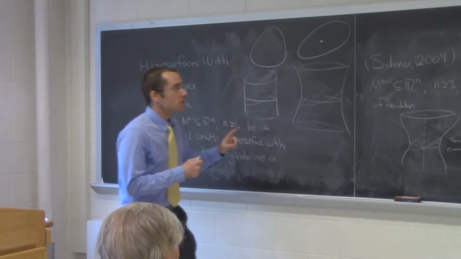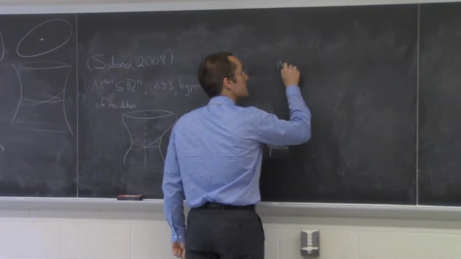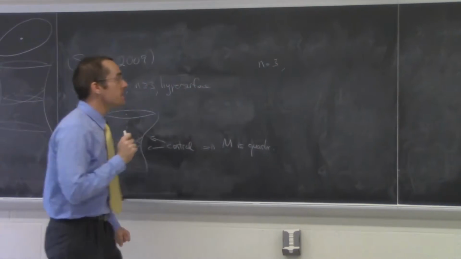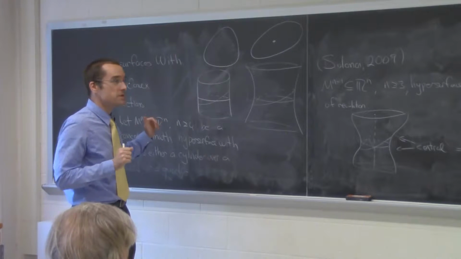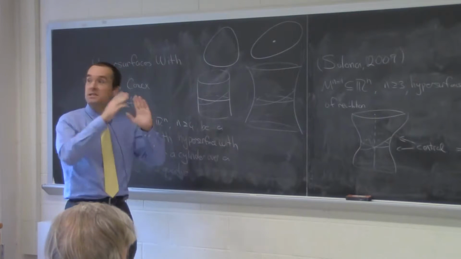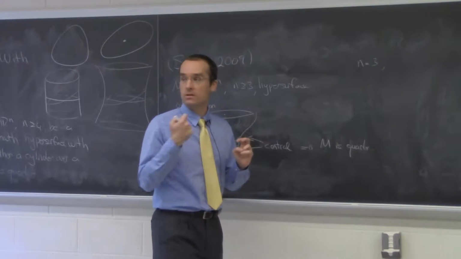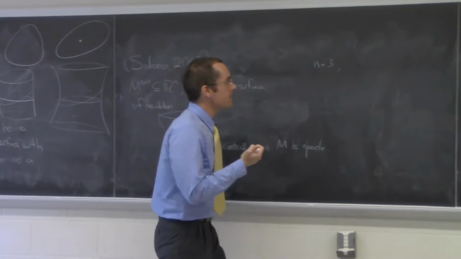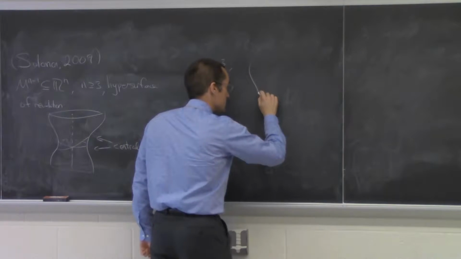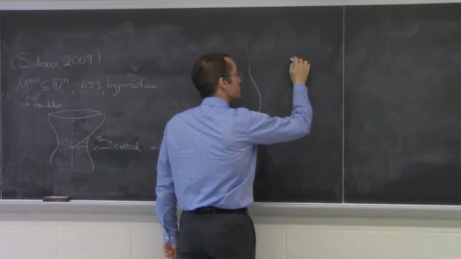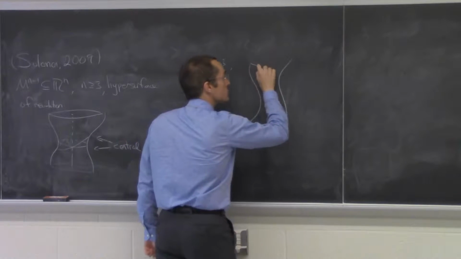Now let's go back to n equals 3, and let's assume that our immersed surface does intersect a plane along an oval. So it's a transverse intersection. Therefore, that surface locally is an embedded tube.